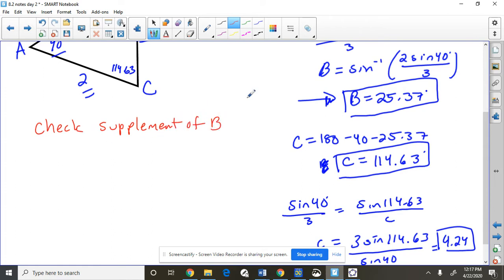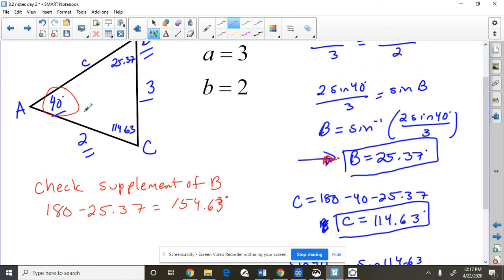The only time you do this is when you're solving for an angle first, and it's that angle you check the supplement of. To find the supplement of 25.37, you get 154.63. So if there is a second triangle, that angle has to be 154.63. We want to know, is that a possible triangle? Go back and look at what we already knew. We were told that angle A was 40. So I have a triangle where one angle is 40 and one is 154.63, but that doesn't work because that's already more than 180 degrees.